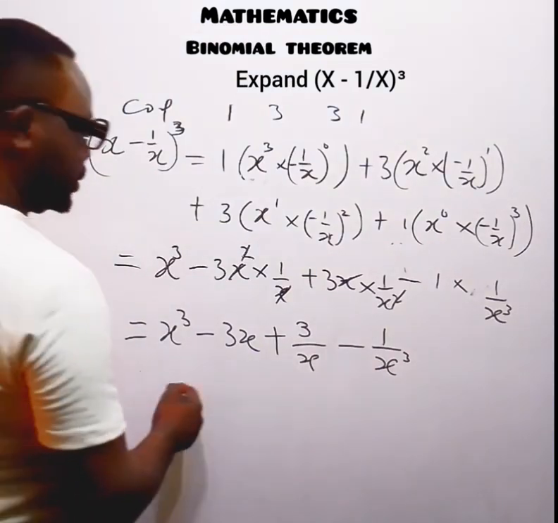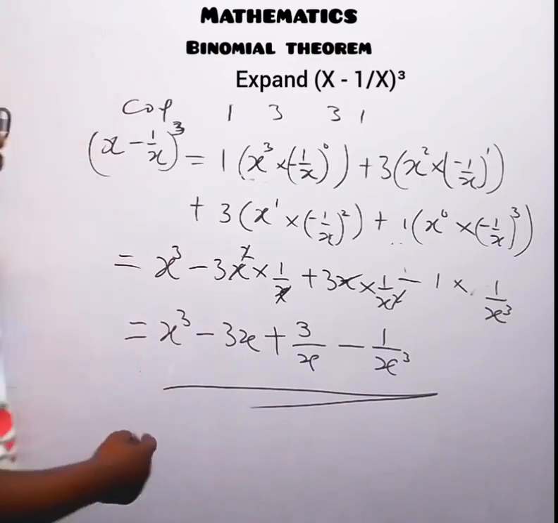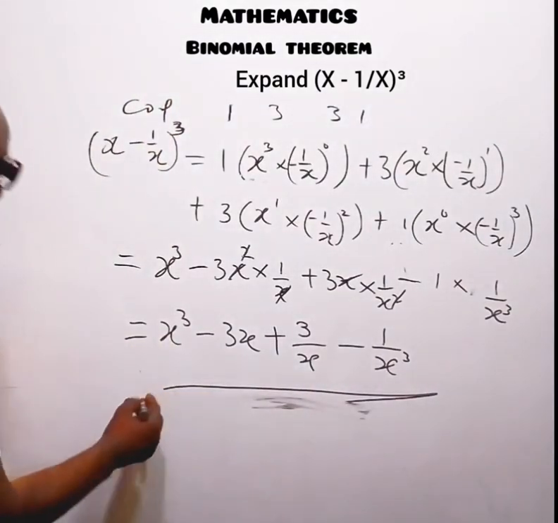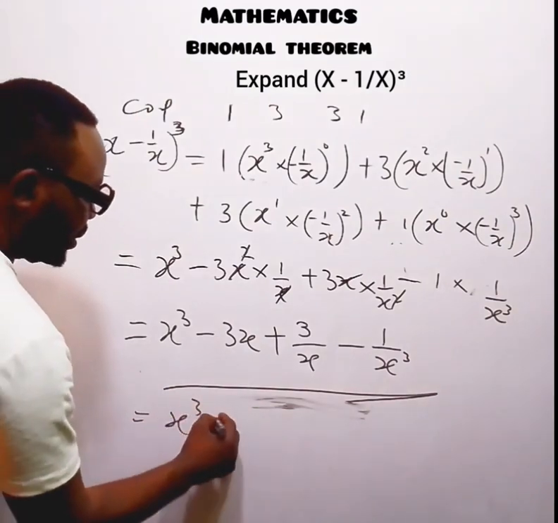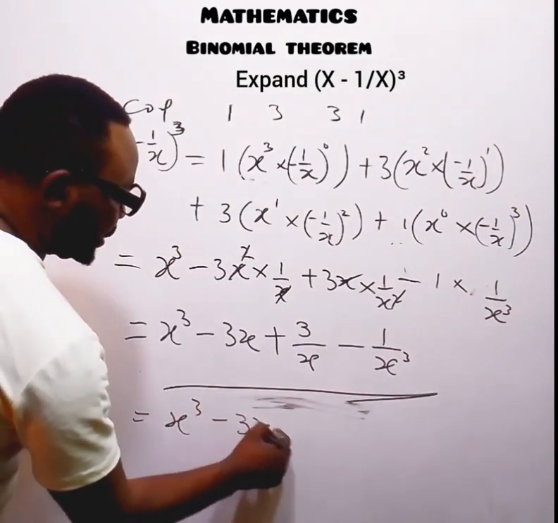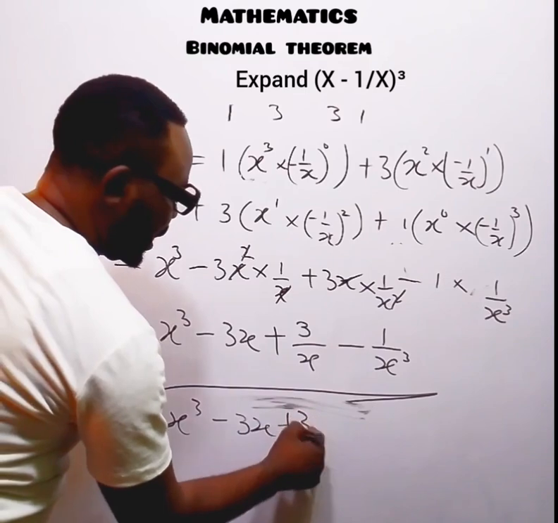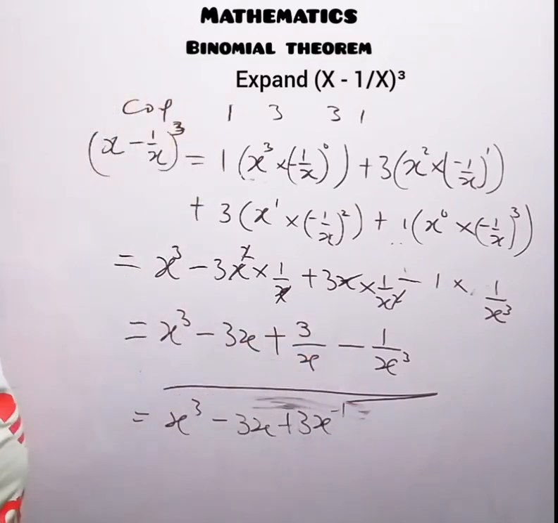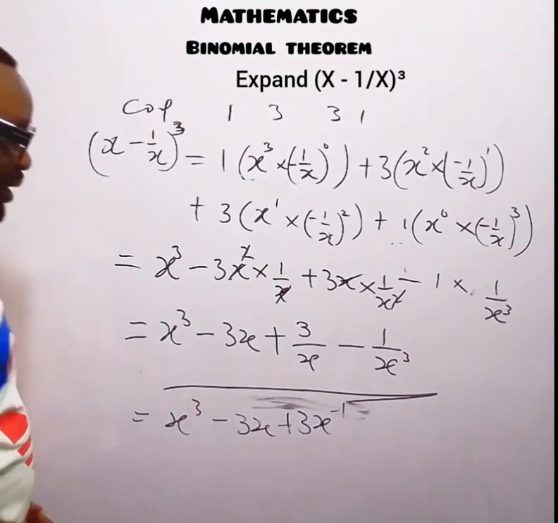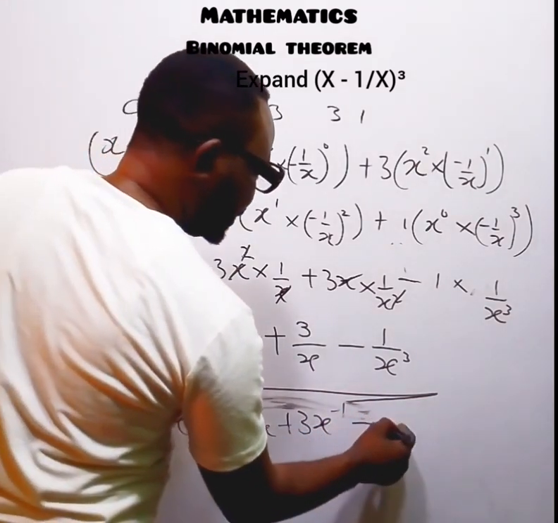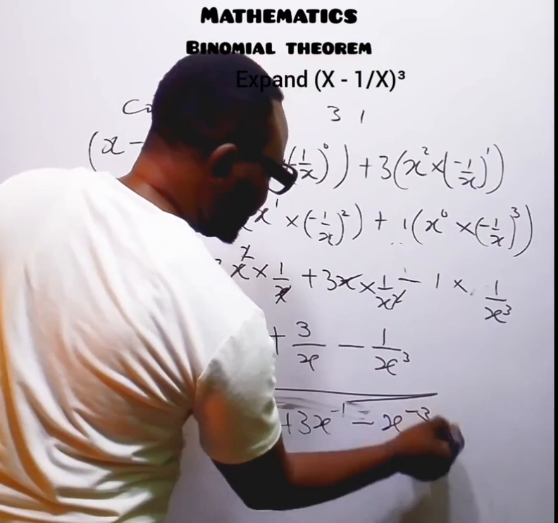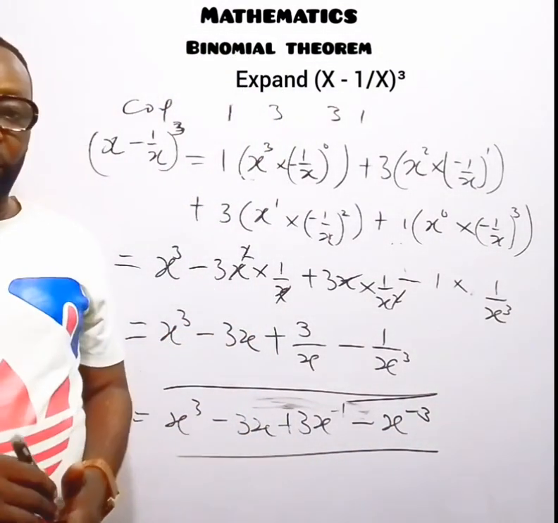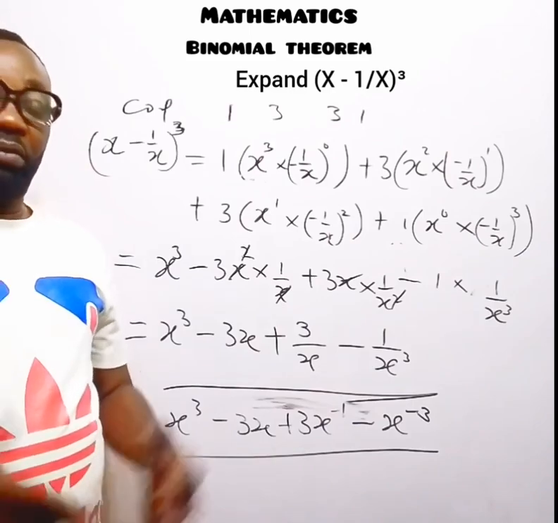I think we've been able to resolve this question accordingly, unless you want to write it in another form. Maybe you want to write it in this form: x raised to the power of 3 minus 3x plus 3x raised to the power of minus 1, because this is 3 over x, that's 3 times 1 over x. You can have it that way. Minus x raised to the power of minus 3. If you intend to have it this way, all well and good, the answers are still equivalent to one another.